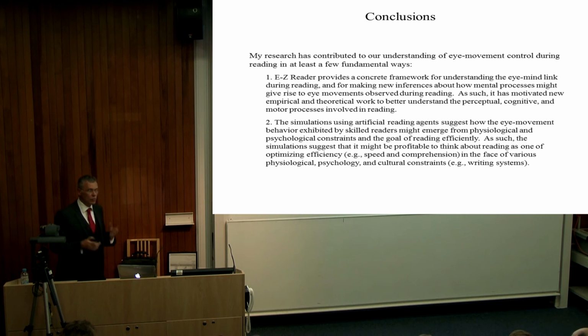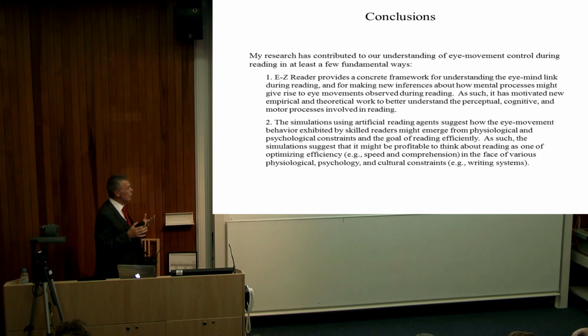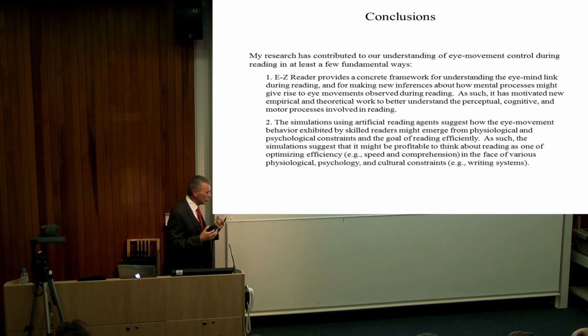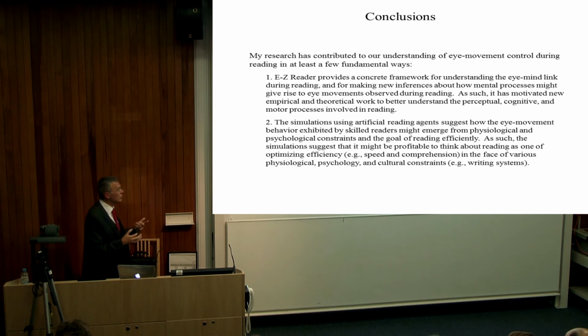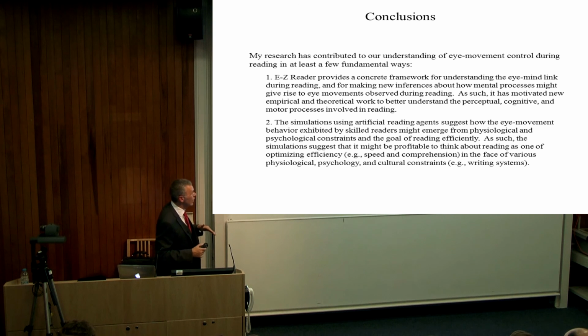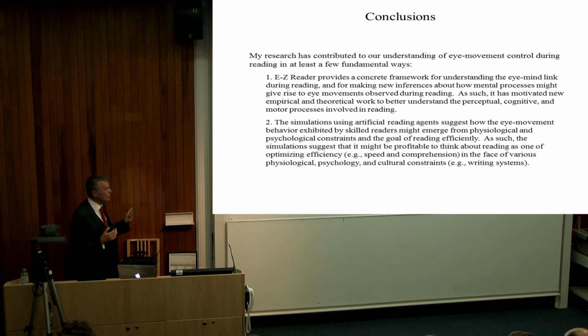The second program of research that I talked about involving the artificial reading agents, I think that's important because I think it really nicely demonstrates how these very sophisticated eye movement behaviors really can emerge from simple constraints and the simple goal of trying to read efficiently. And thinking about reading from that perspective, it suggests that the task of reading really is one of kind of optimizing efficiency. So you want to kind of maximize speed while maintaining some minimal level of comprehension. And you have to do this in the face of all of these constraints, some of them physiological, some of them psychological, and some of them based on cultural conventions, so the writing system that you're reading in.